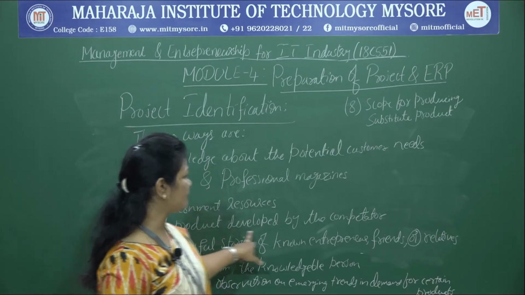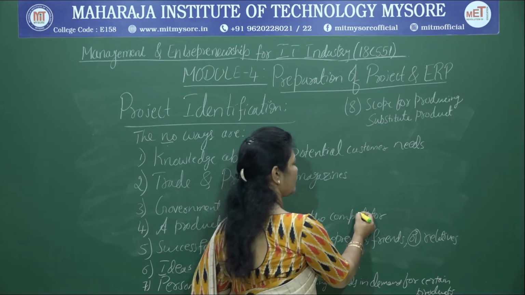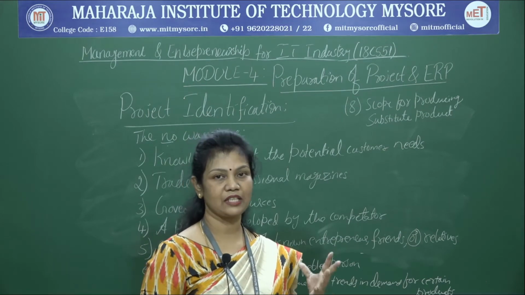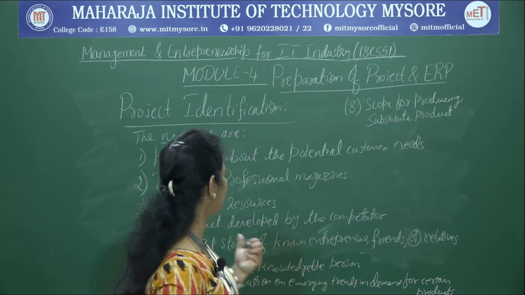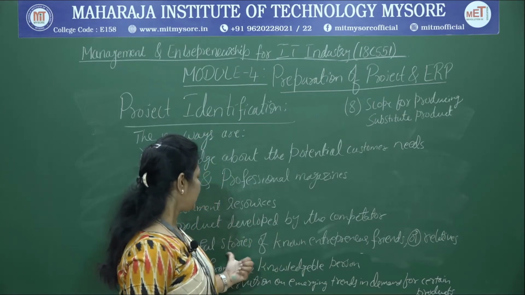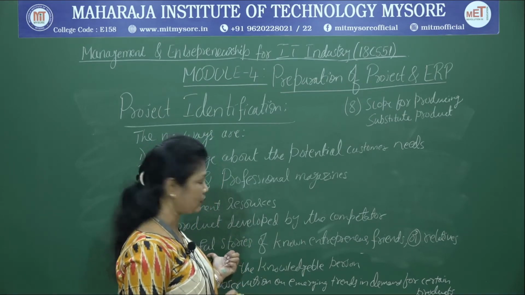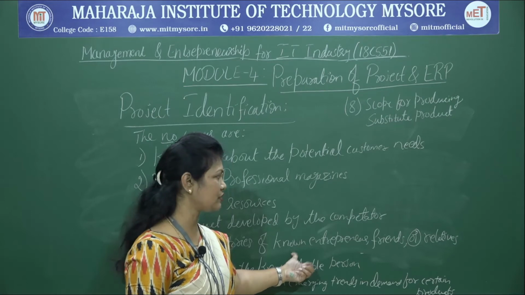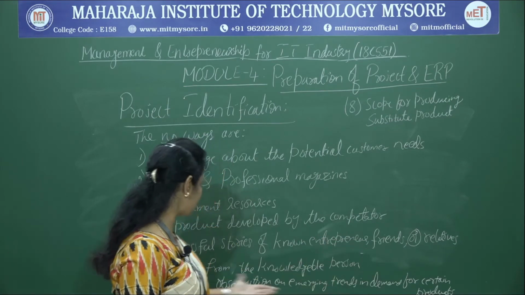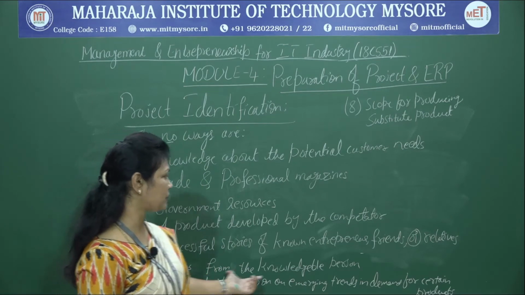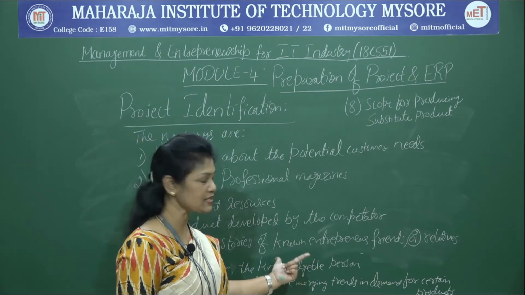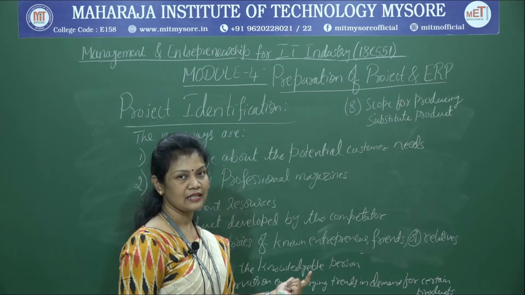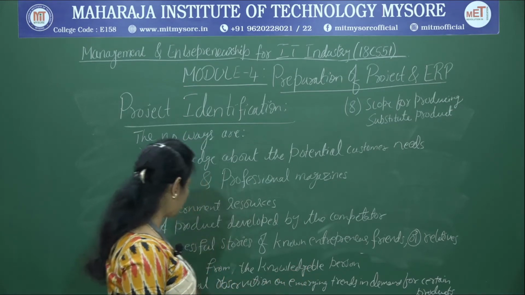Then a product developed by the competitor. Whatever product is developed by one of the competitors, they can take that as an influence in order to select the project. Then they also get a project idea by hearing the successful stories of any known entrepreneur or friends or relatives. Also they can get ideas from knowledgeable persons, means they can seek the help of someone who has knowledge about the different types of business that can be taken by the entrepreneur as a project.